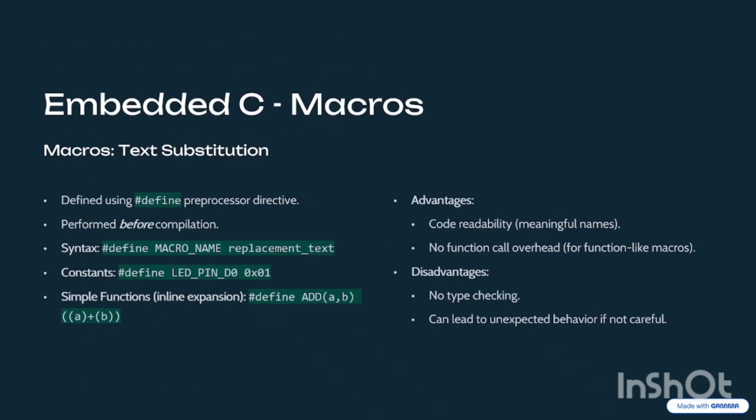The next topic is macros. A macro is defined using the #define preprocessor directive, which is processed before compilation, and the syntax is given below: #define MACRO_NAME replacement text. A constant is defined as #define LED_PIN_DO 0x01. The advantages of macros are code readability and no function call overhead. Disadvantages include no type checking, and they can lead to unexpected behavior if not careful.